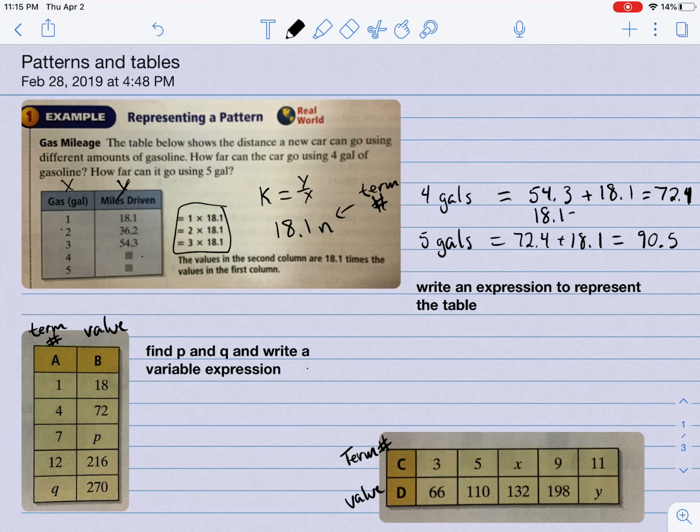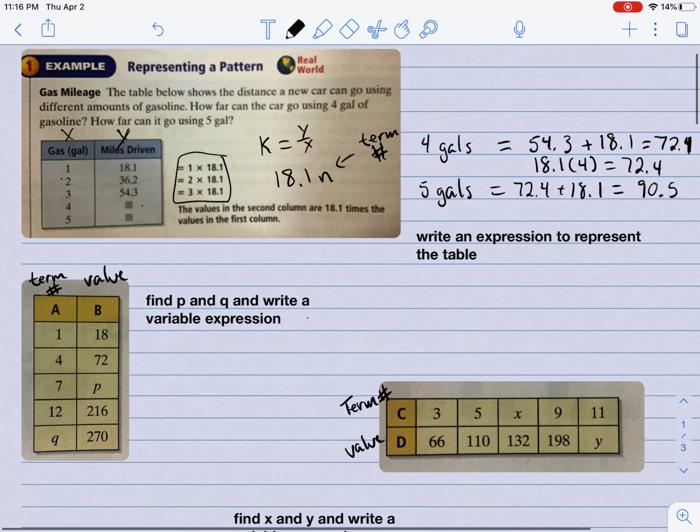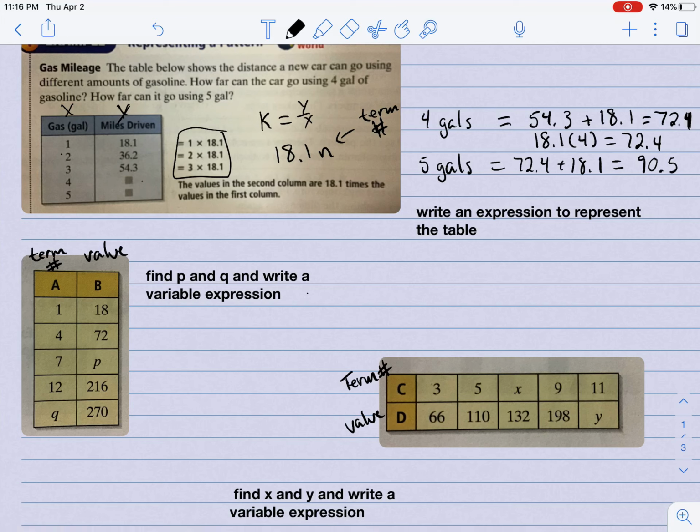Okay, so we could have also set this as 18.1 times 4, our term number, equals 72.4. And same thing with 5 gallons. So that's kind of what we're going to be looking at. We're going to write that variable expression by finding what that common term or that common difference is.